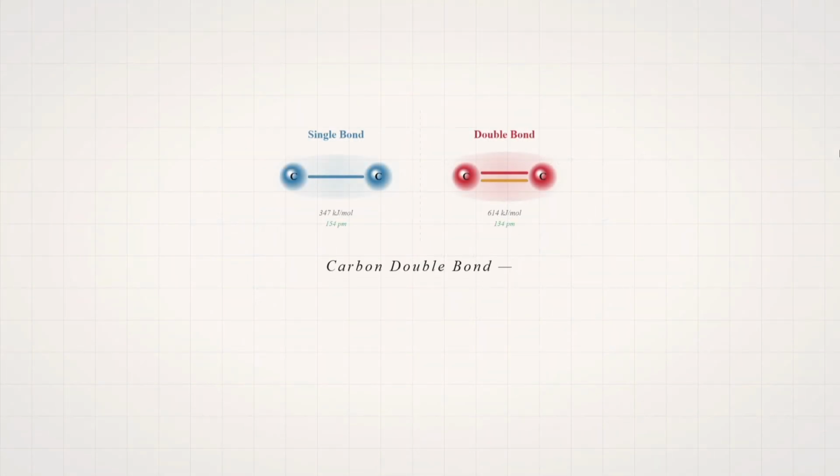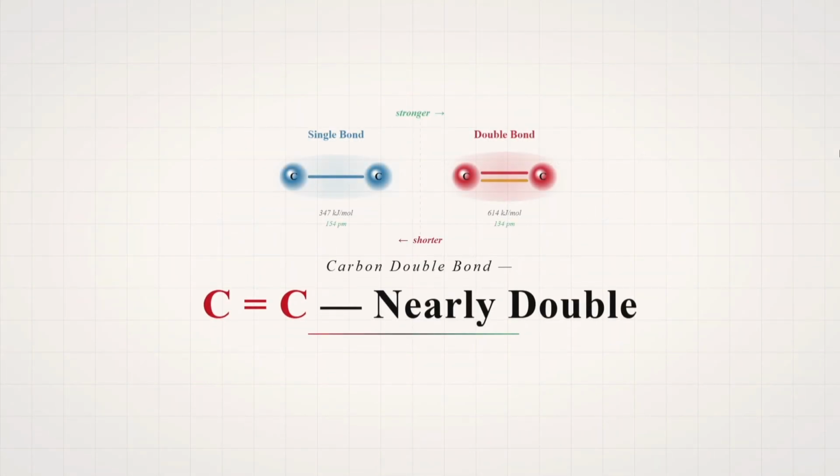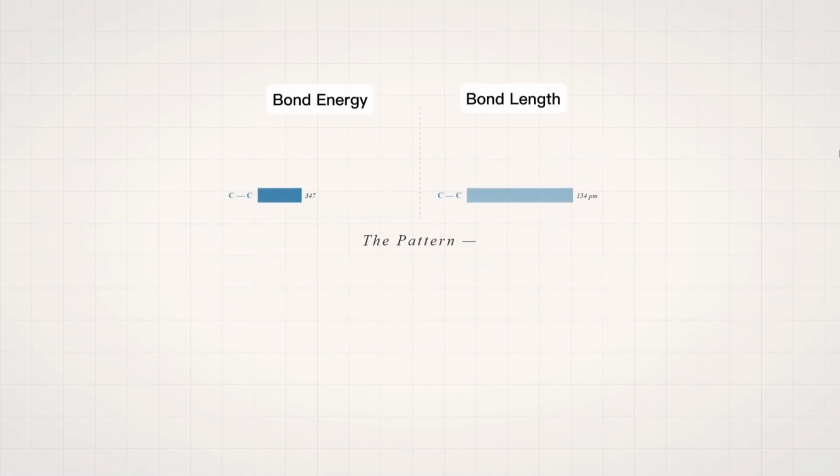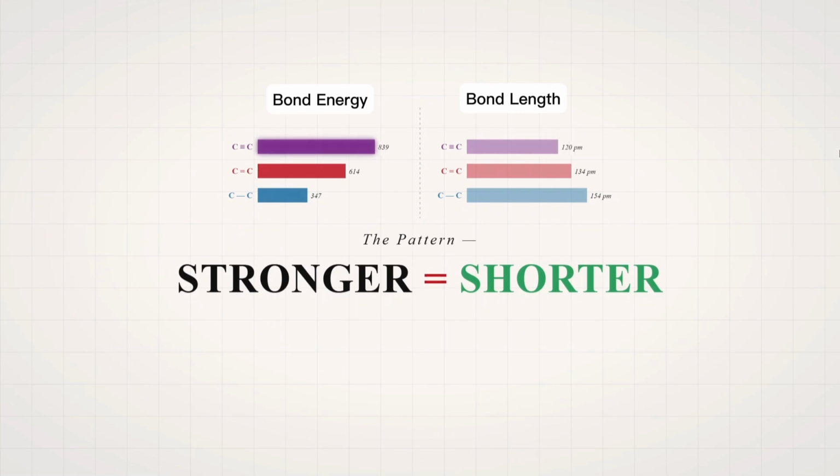Carbon double bond, 614 kilojoules per mole, nearly double the strength. Carbon triple bond, 839 kilojoules per mole, the hardest carbon-carbon bond to break, and as bonds get stronger, they also get shorter.